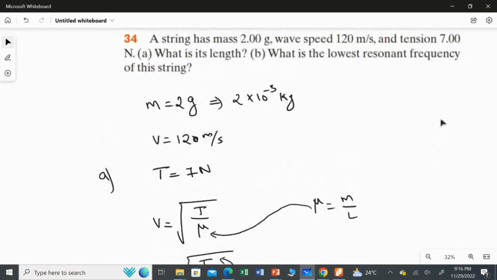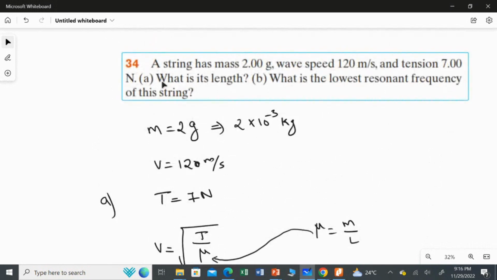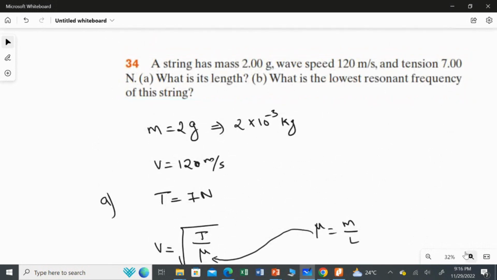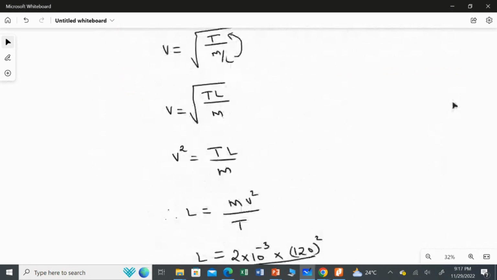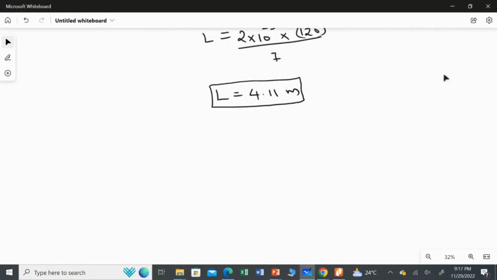We have to read what is given in the question: what is the lowest resonant frequency of this string? As we already solved one question in the previous video, whenever you come across the words lowest resonant frequency, we have to consider n equal to 1. All the time, the lowest resonant frequency is always n equal to 1. As we already know, the general formula for the frequency is f of n equal to nv over 2L.